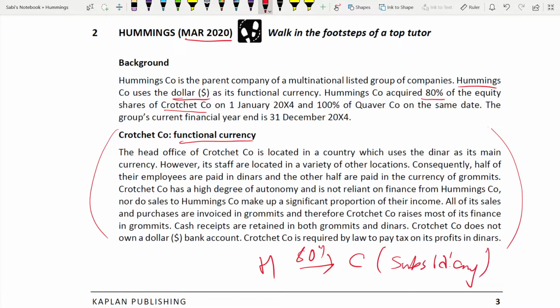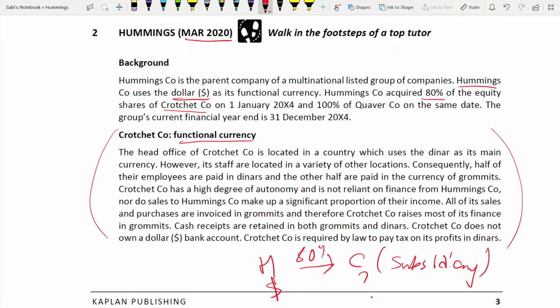Okay, and his functional currency is what? Dollar. Now we have to determine for Crochet, the subsidiary, what is its functional currency. This question is very common. You can expect this type of question. What will be the functional currency? Of the subsidiary. They will not ask you the other way around, of the parent.